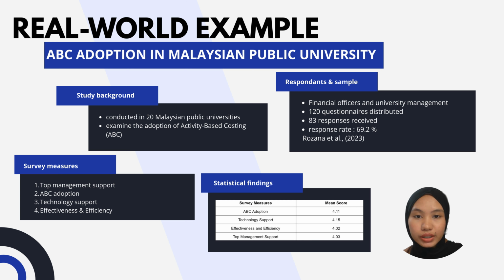In terms of findings, the results show that all variables recorded high mean scores, indicating a generally positive perception among respondents. Specifically, ABC adoption recorded a mean score of 4.11, suggesting that most respondents agree that ABC is being actively implemented or supported in their institutions. Meanwhile, the organizational effectiveness and efficiency recorded the highest mean score of 4.15, which indicates that respondents strongly believe ABC contributes positively to improving university performance.